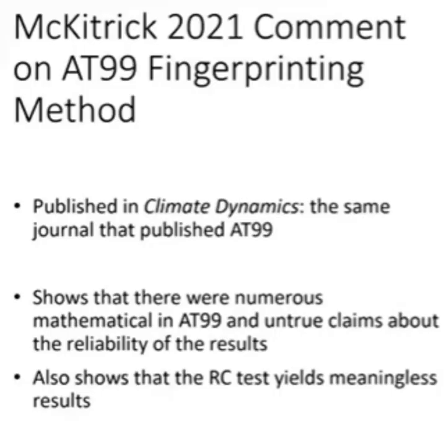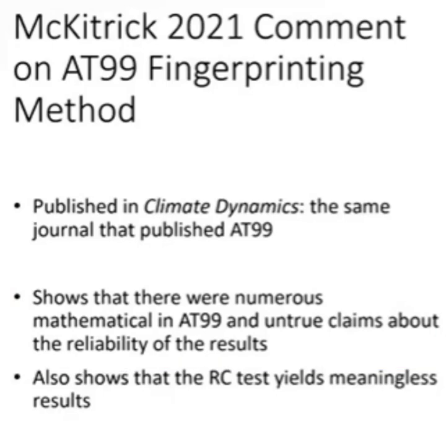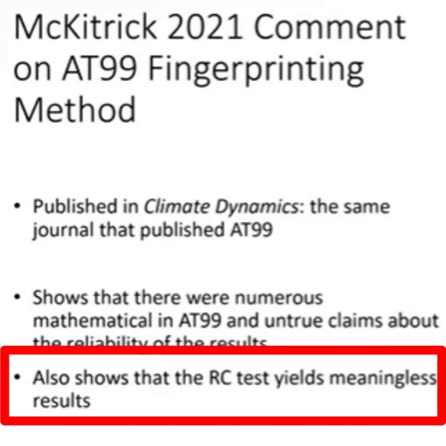I've written several papers on this topic of critiquing the attribution methodology. And this first one, I submitted it to Climate Dynamics, to the same journal that published the Allen and Tett paper. And after an extensive review process, it was accepted for publication. In that paper, there are numerous mathematical errors in AT99 and untrue claims about the reliability of the results of that procedure. And I also showed that the test that they proposed yields meaningless results.